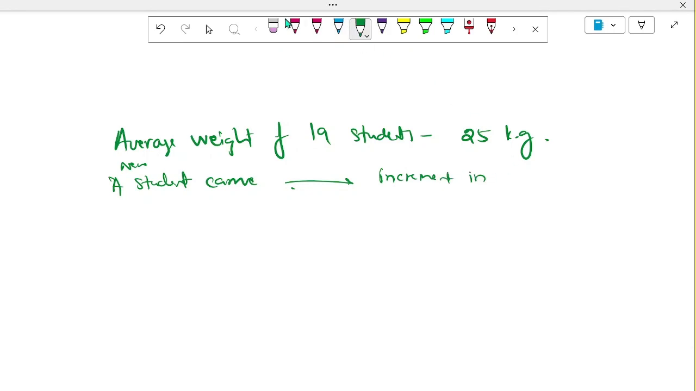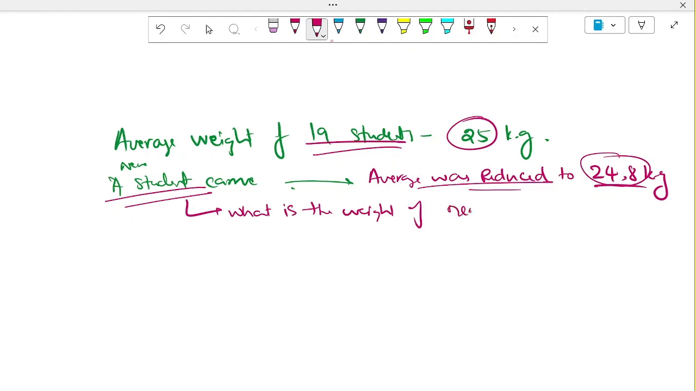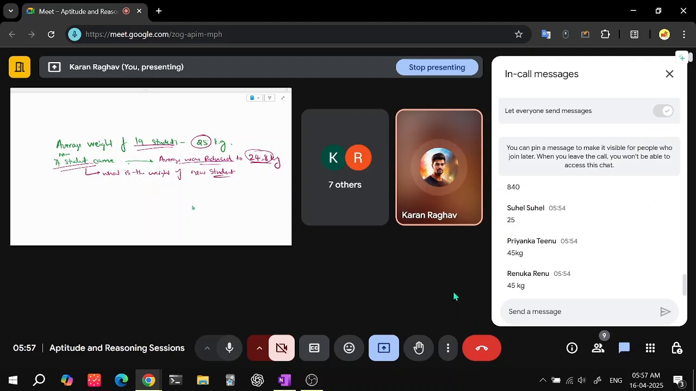We have just solved an increment question. The average was reduced to 24.8 kg. There were 19 students and the average was 25. And a new student came, the average was reduced to 24.8. You need to find what is the weight of the new student. Just try to find the answer for this question.